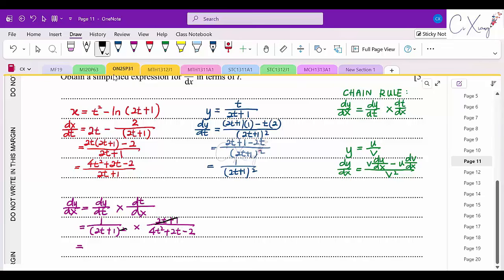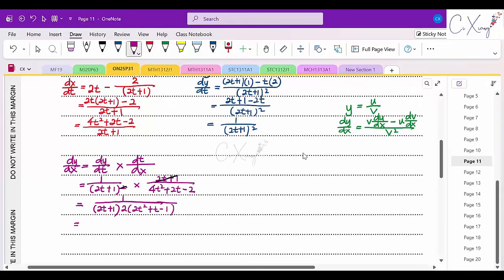Alright. And after that, I don't want to expand it, I just want to make it simpler, or factorize it. I'm having 2t plus 1. Then for this particular denominator, I can take out the 2. If I factorize out the 2, then I will be having 2t squared plus t minus 1.